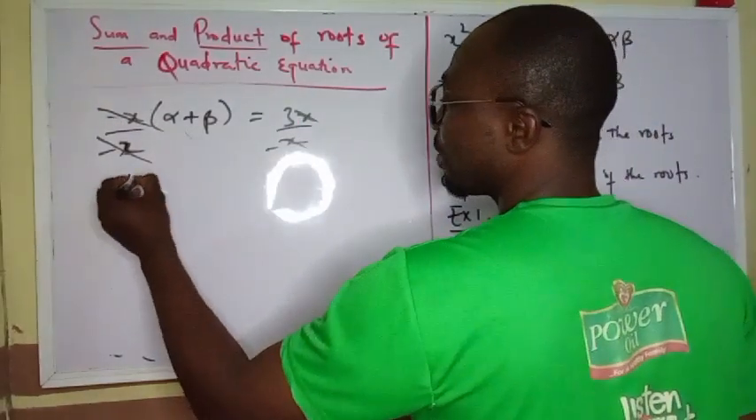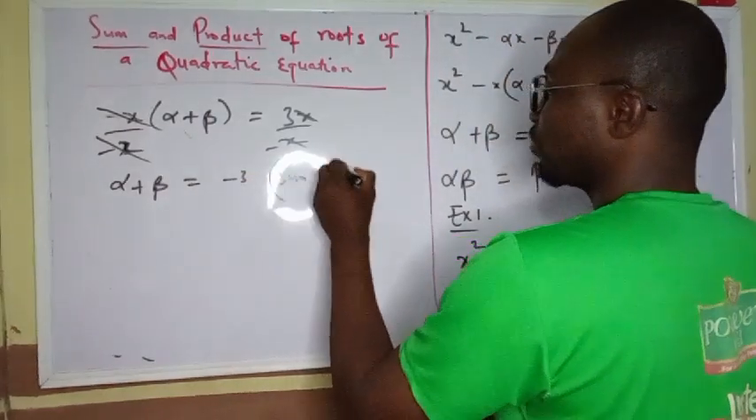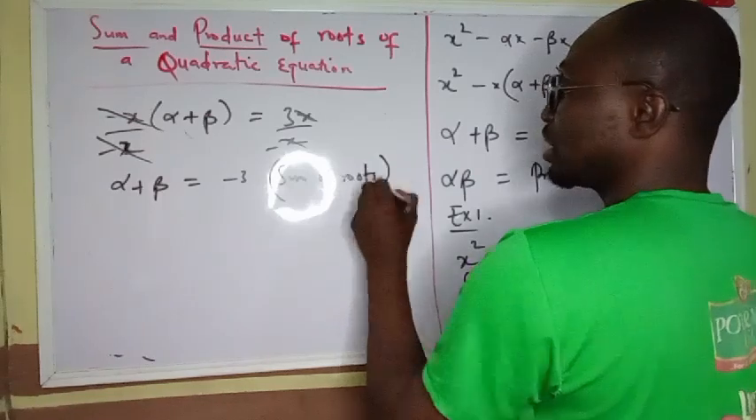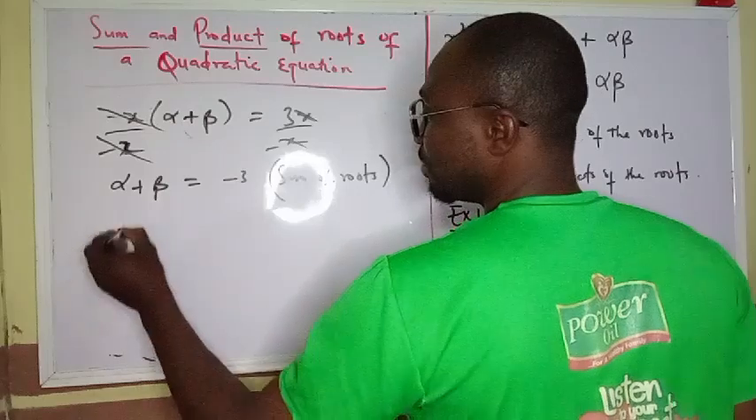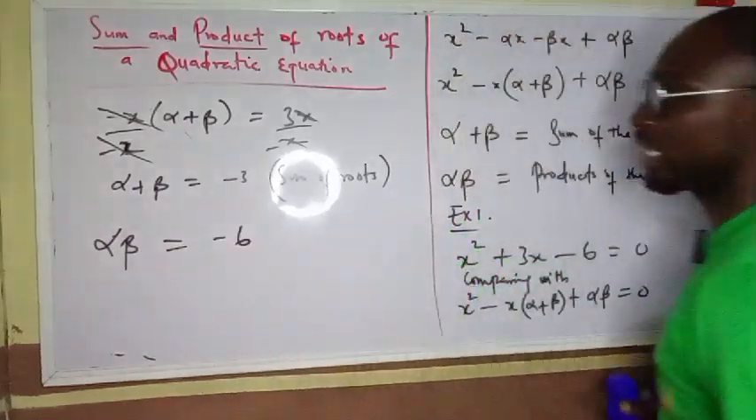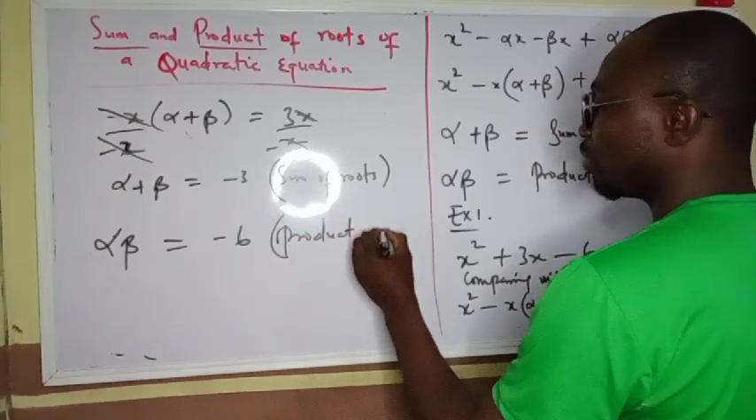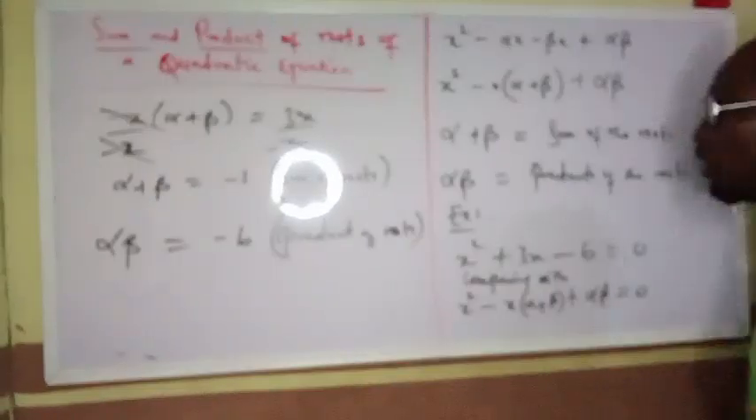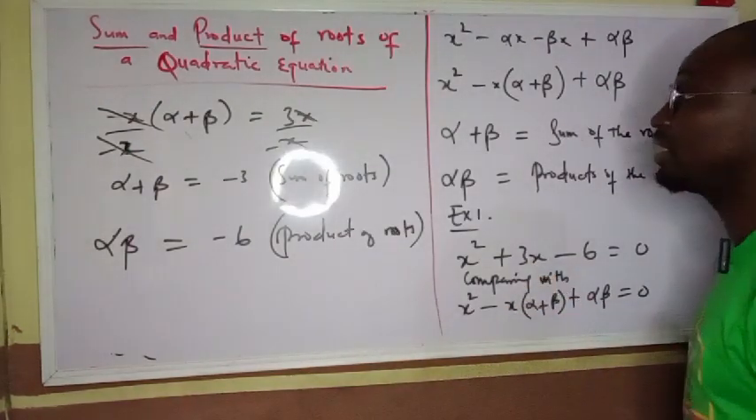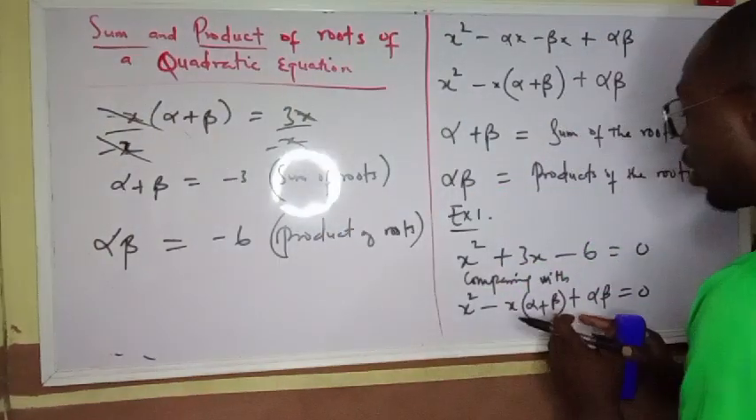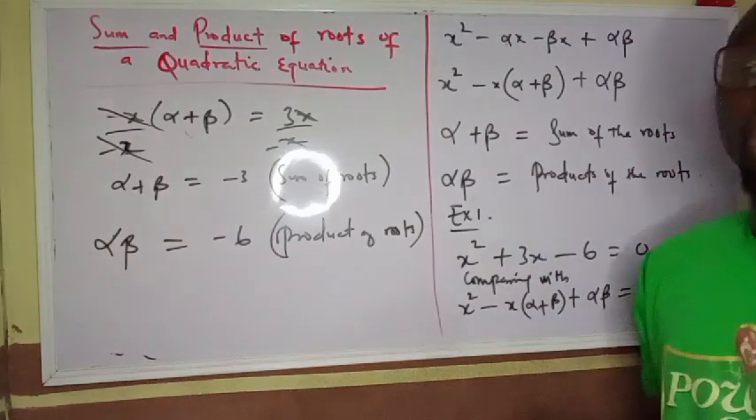So our alpha plus beta becomes -3. That is the sum of roots. Now the sum of roots is -3. Now let's compare these two expressions also. Alpha beta will now be equal to what? -6. That is the product of the roots. So therefore, in a quadratic equation, the coefficient of x will be the sum of the roots of that equation, while the constant will be the product of the roots.